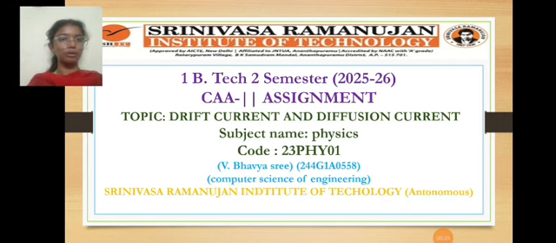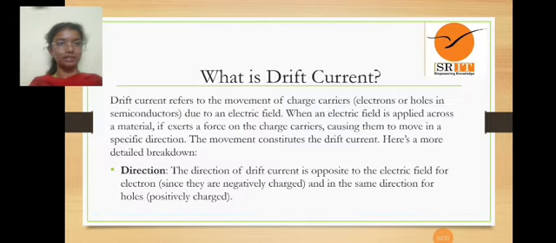Today I am going to tell about the drift current and diffusion current. First we have to know what is drift current. Drift current refers to the movement of the charge carriers, electrons or holes, in the semiconductors due to the electric field. When an electric field is applied to any material, it exerts a force on the charge carriers, causing them to move in a specific direction. This movement is called a drift current.